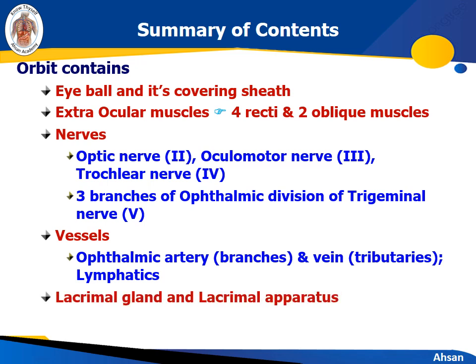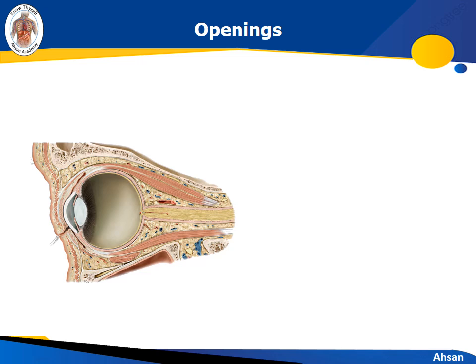Lacrimal glands and the lacrimal apparatus, means lacrimal sac is within the orbit, and the rest of the area is filled up with fat. So these are the contents of the eyeball. I tried to explain it gradually. What are the openings? Already we have seen it in the skull. So let me explain the gross anatomy of this opening.